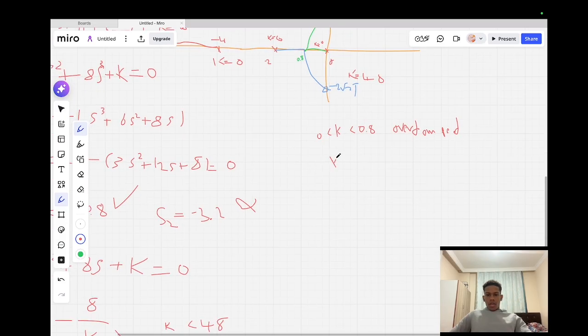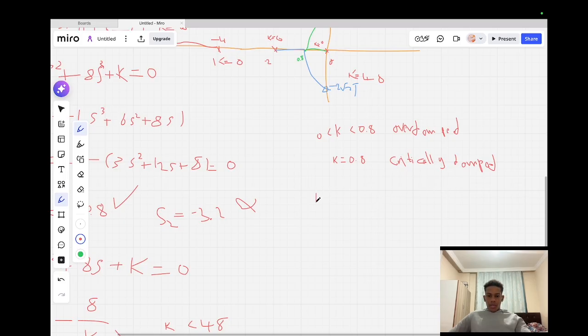If K equals 0.8, it is critically damped, because the roots meet at the breakaway point.